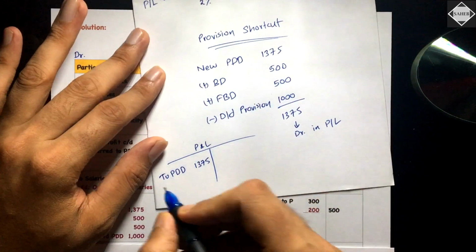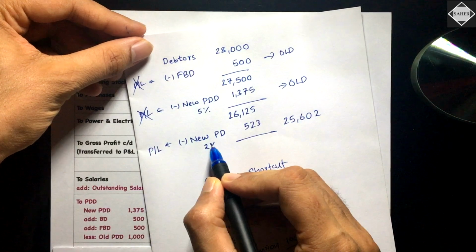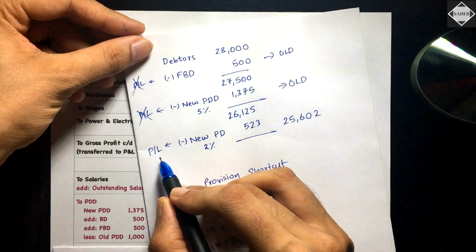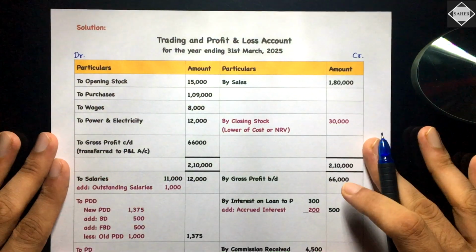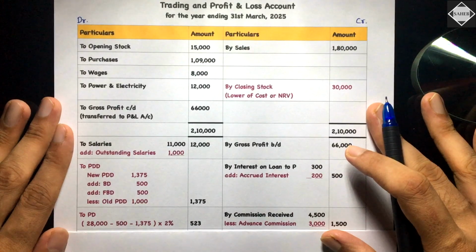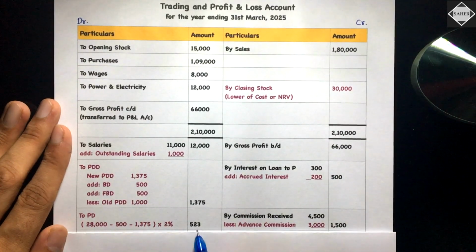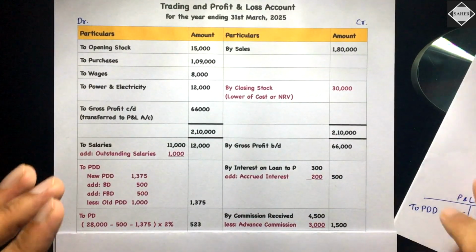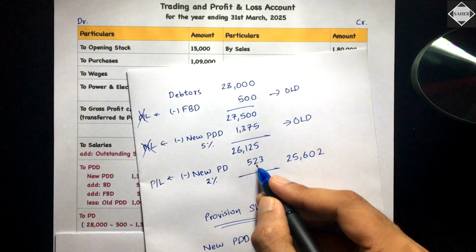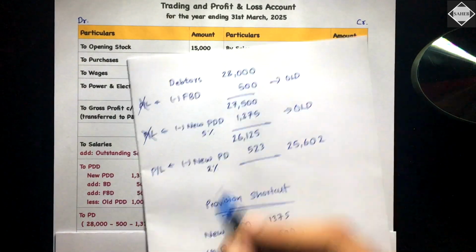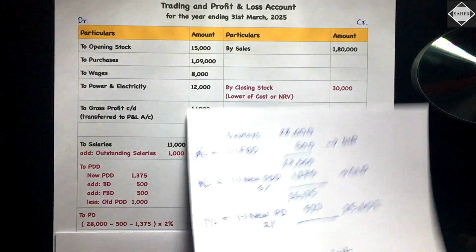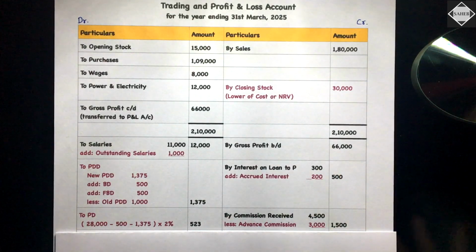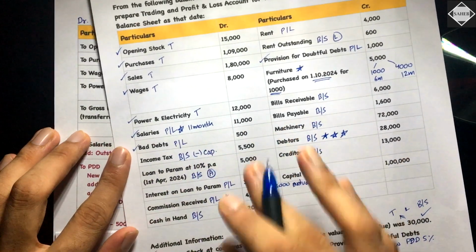Like I told you, this new provision for discount will directly hit profit and loss. It will be created out of profit and loss. So it will come to PD. Is it clear? See, to provision for discount. How much? 523. Same calculation: 523, 28 minus 500 minus 1375. Same calculation. All right, you understood that. Then what do we have? After that we have income tax. No, that's not a PNL item.